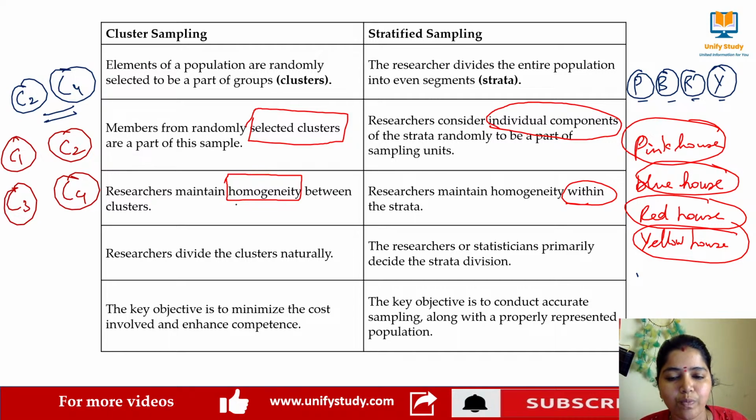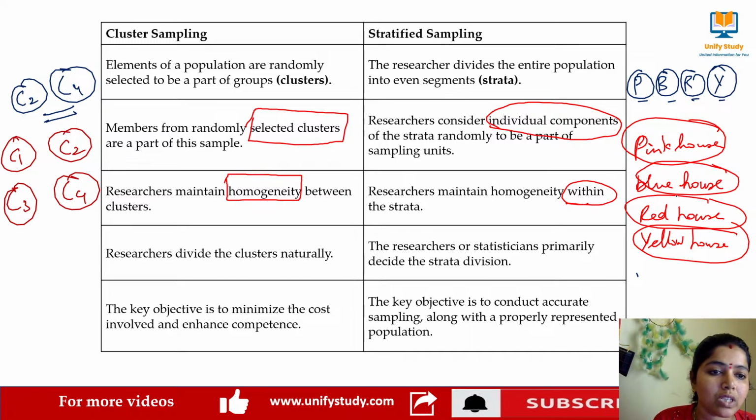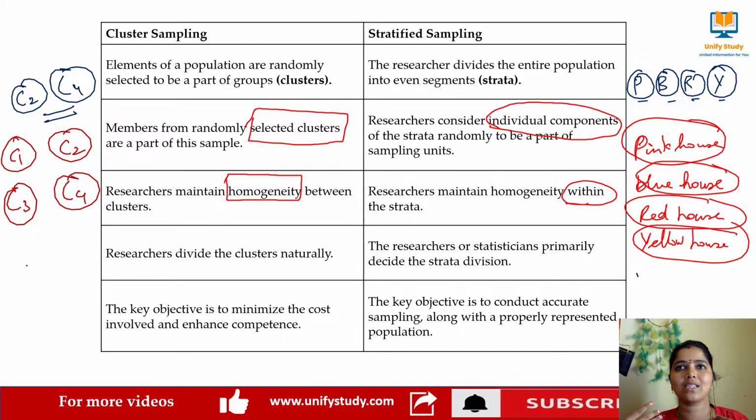Here the researchers maintain homogeneity between clusters. But here they maintain that within the strata they are homogeneous. They belong to pink house, blue house, red house. That is the difference between cluster and strata. And clusters have been divided naturally. For example, they all belong to the same country, the same race, the same gender. In that case they are divided naturally.